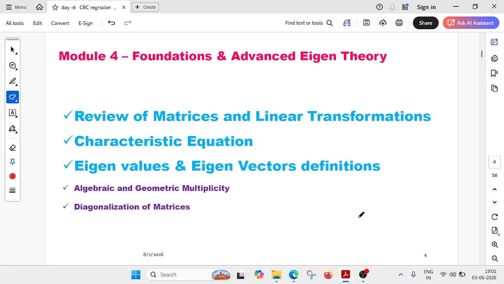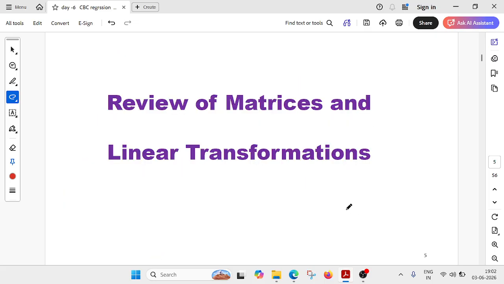First, we will see a few slides reviewing matrices and linear transformations. After that, the characteristic equation, and then eigenvalues and eigenvectors definitions. Finally, in the next class we'll move to algebraic and geometric multiplicity and diagonalization of matrices. With that, Module 4 will be complete. Hope everyone studied the second unit in Semester 1, the first mathematics subject in engineering, right?